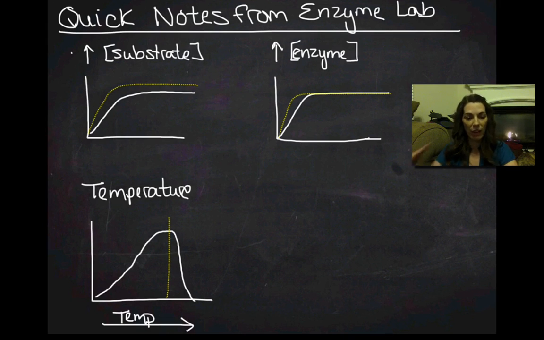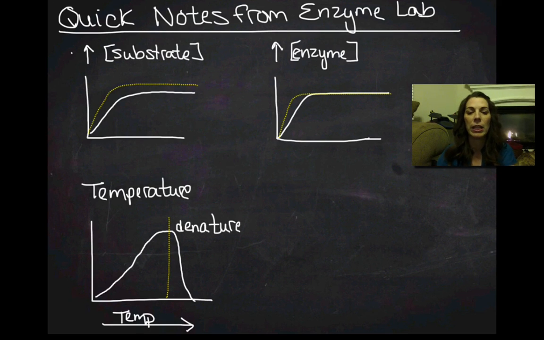So you're going to have a very steep slope going up, and then eventually you're going to reach the denaturation point and it plummets. There's no set denaturing point for all enzymes because it depends on where the enzymes are found in nature. Enzymes that are found in humans versus enzymes that are found in bacteria that live in hot springs are going to have a different point of denaturing.